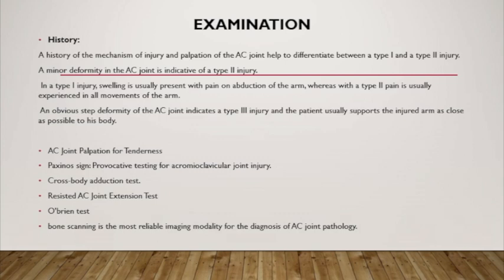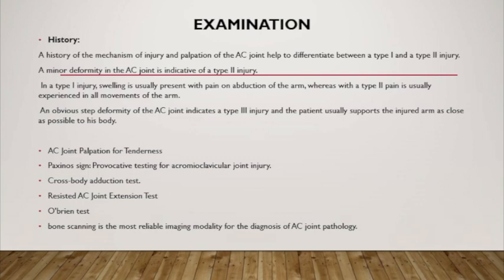There will be a minor deformity in the AC joint in case of type 2 injury and above, but it won't be there in case of type 1 injury. The next thing that will help us to differentiate is that in case of type 1 injury, there will be swelling, and along with swelling, there will be pain on abduction of the arm. But in case of type 2 injury, there will be pain in all movements of the arm. So this is a definitive differentiation for type 1 and type 2 AC joint injury.